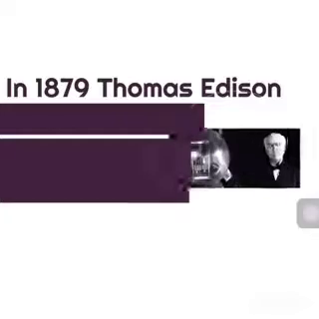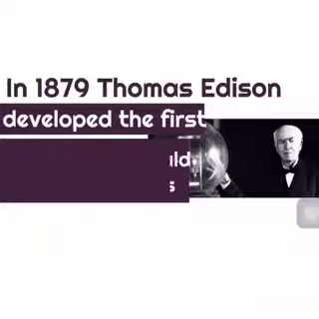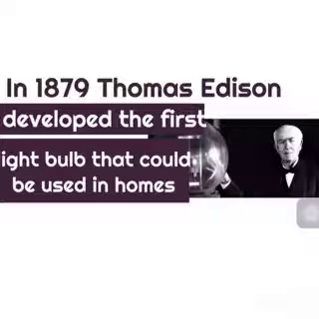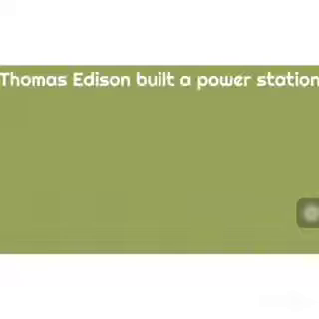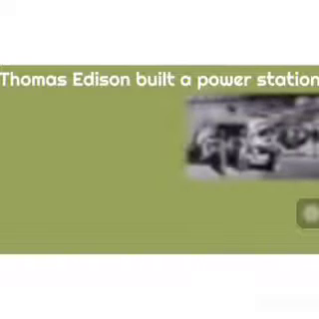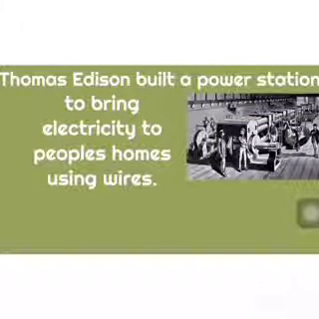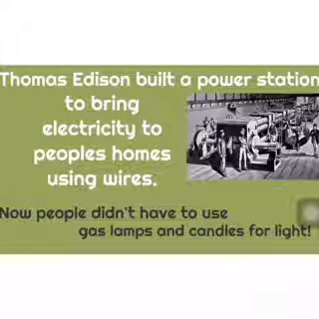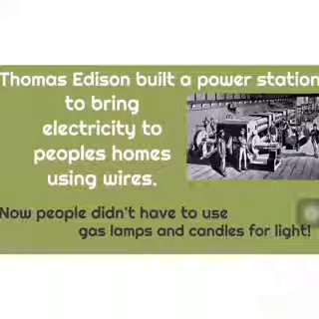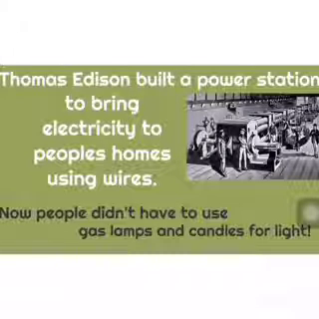In 1879, Thomas Edison developed the first light bulb that could be used in homes and last a long time. It was very different from the other light bulbs that had already been invented. Thomas Edison built a power station to bring electricity to people's homes using wires. Now people didn't have to use gas lamps and candles for light. This was an amazing development, and we still use power stations that use wires today. Electricity comes to our homes through wires, and that was developed by Thomas Edison.